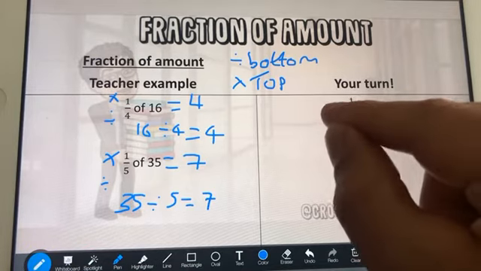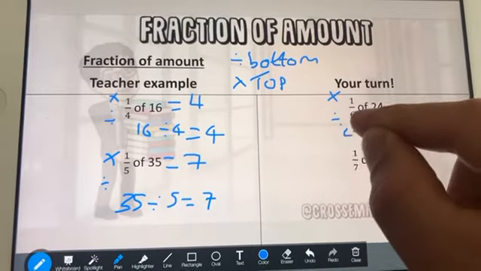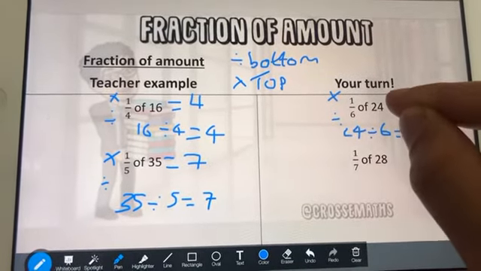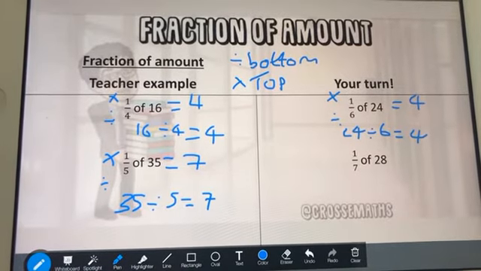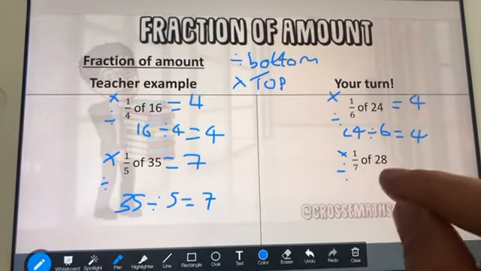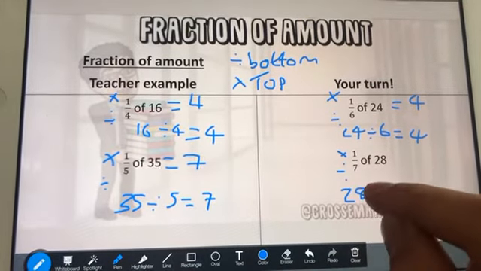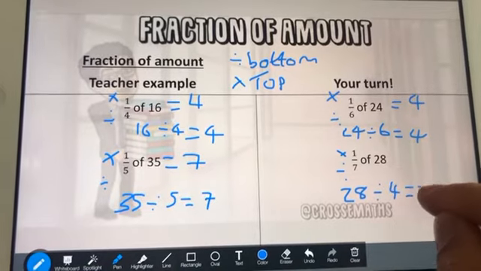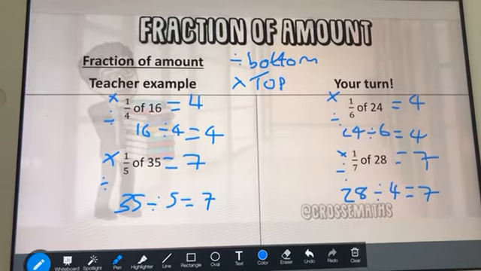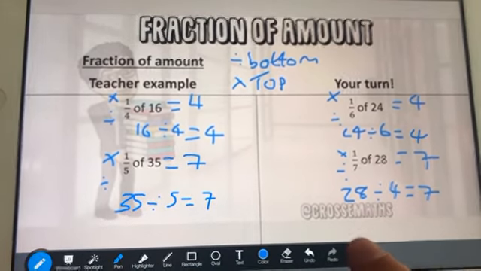Right then, so you've got to divide by the bottom, times by the top. 24 divided by 6 gives me 4, times by 1 leaves me with an answer of still 4. Underneath, same thing, divide by the bottom, times by the top. 28 divided by 4 gives me 7, and then times by 1 leaves me still with an answer of 7, okay? Right guys, make sure those are marked for me please, and then let's move on.